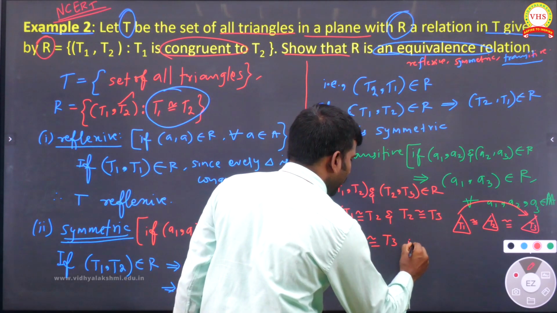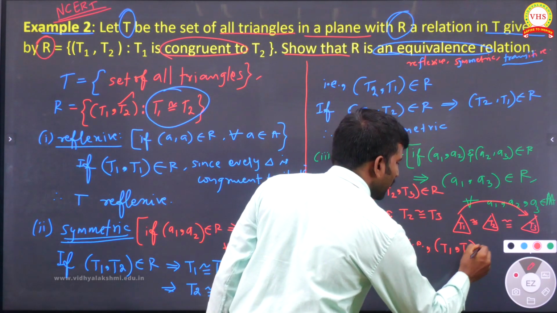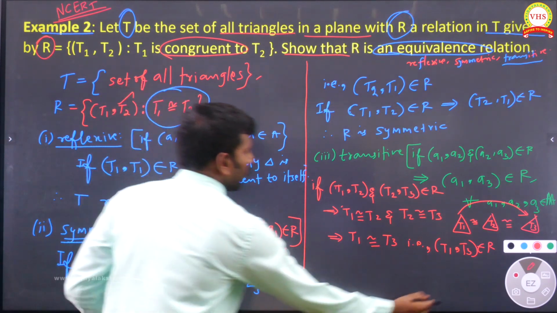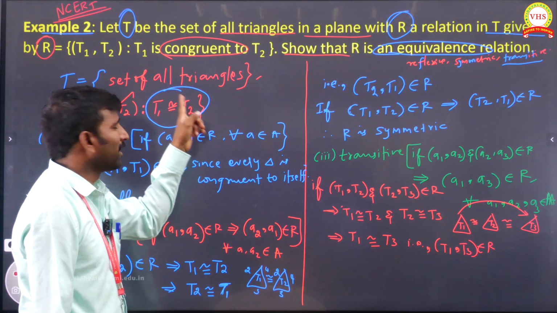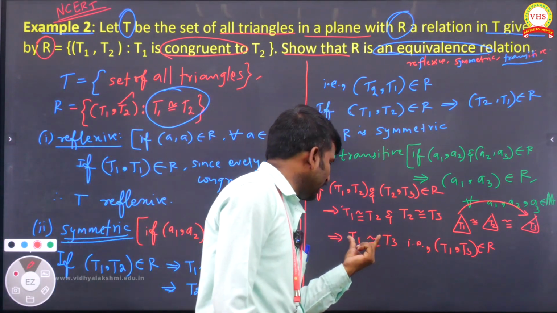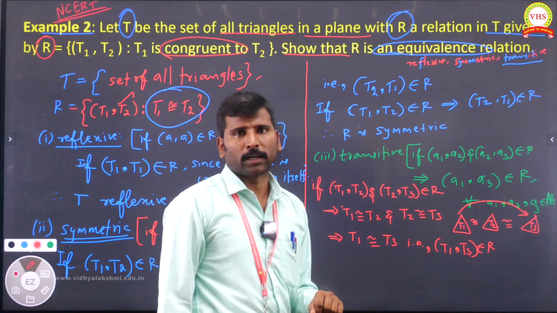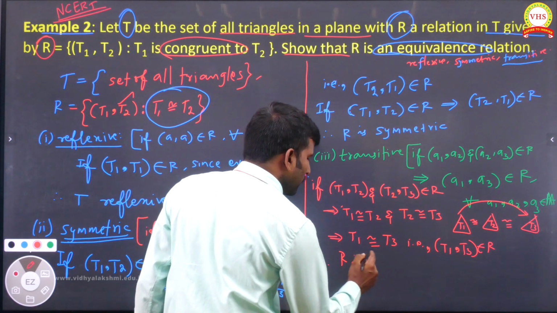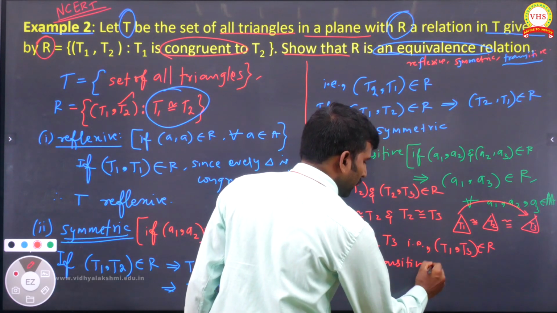What is the meaning of this? (Triangle 1, triangle 3) will be in the relation. That is what they are telling here. So we have seen that two triangles are congruent, which lies in the set R. So here T1, T3 are congruent, so we can say it lies in the relation R. Therefore, what can you say? R is transitive.